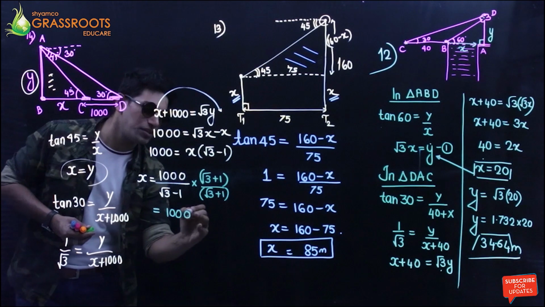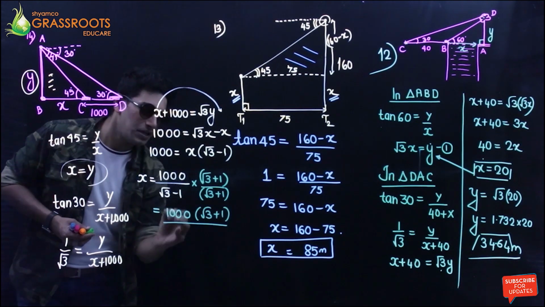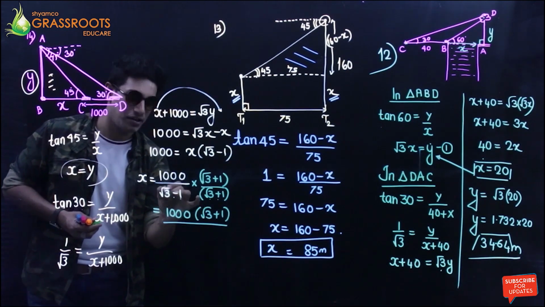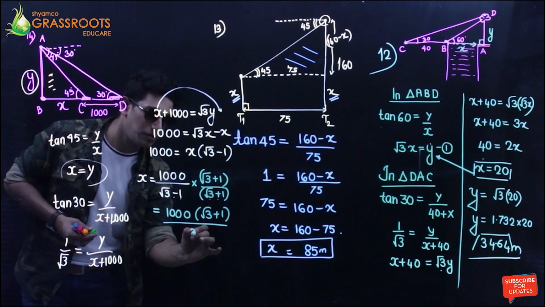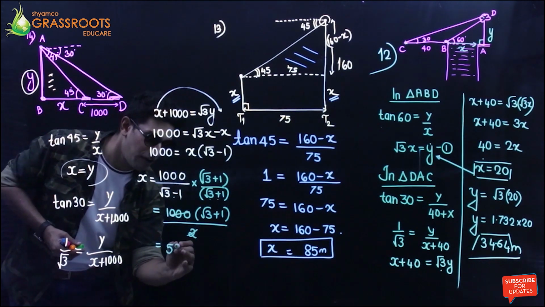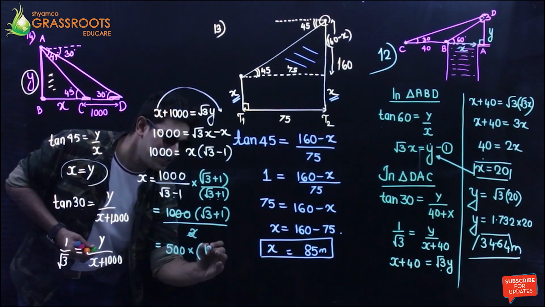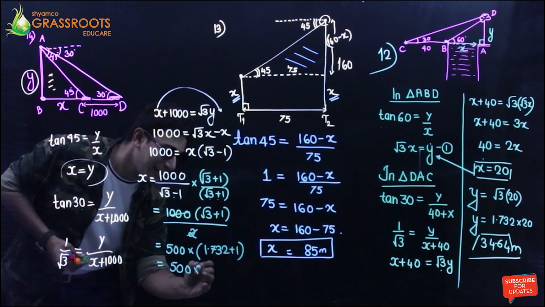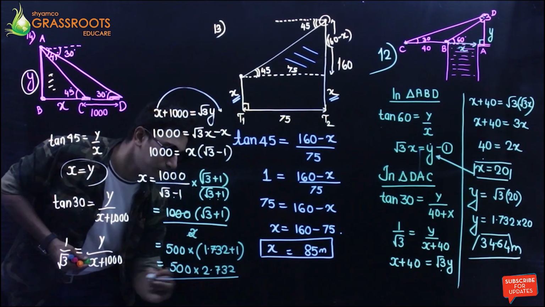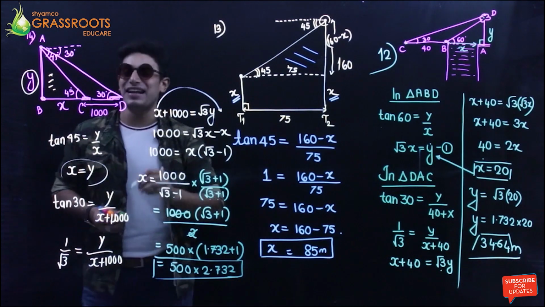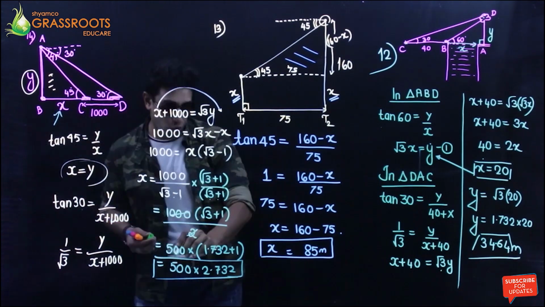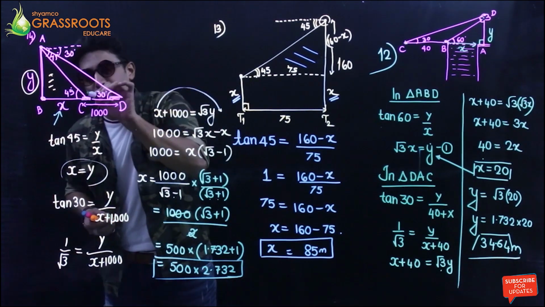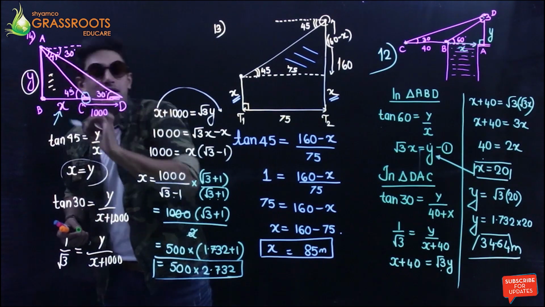So this becomes 1000 into root 3 plus 1. A minus b into a plus b, a square minus b square. That's going to be 3 minus 1, 2. So you will have 500. That's now 1.732 plus 1. So your answer should be 500 into 2.732. Whatever the answer is, that is the answer of x. So when you calculate this, you will be getting the distance of this stone from the hill.